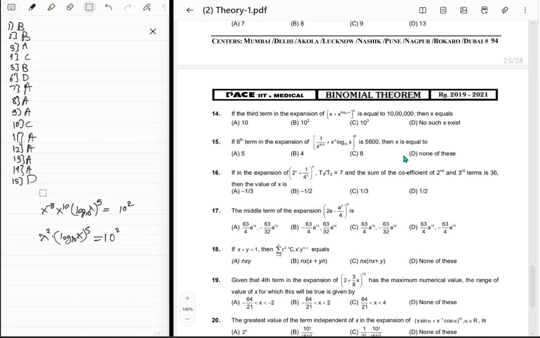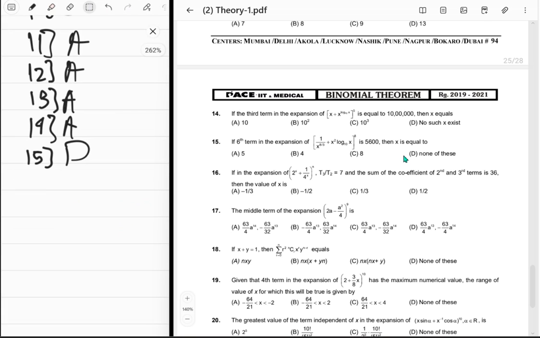Okay, let's go to 16th. If the expansion of this, if T3 upon T2 is equal to 7 and the sum of the coefficients of the second and third term is 36, find the value of x. Oh, come on. Seriously. Fine.